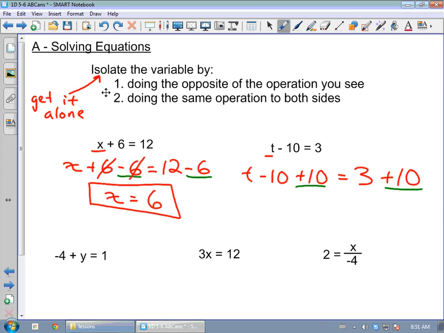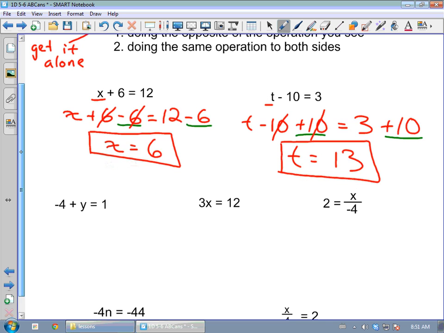And then I can simplify. Minus 10 plus 10, those are going to cancel each other out, because minus 10 plus 10 just gives me 0, so I'm left with just the t on that side. And then 3 plus 10 gives me 13. So t equals 13. And that's what I wanted to get to. t on one side, a number on the other.